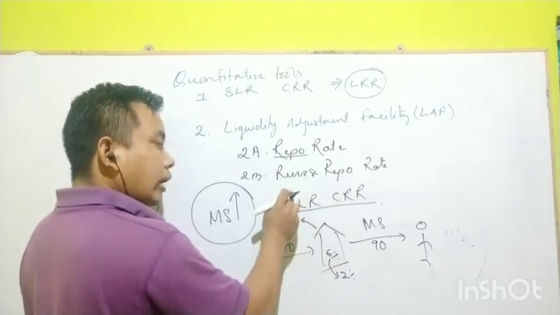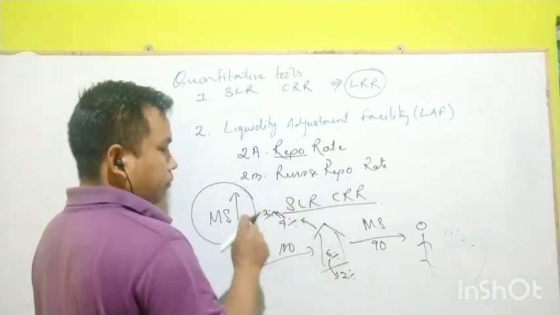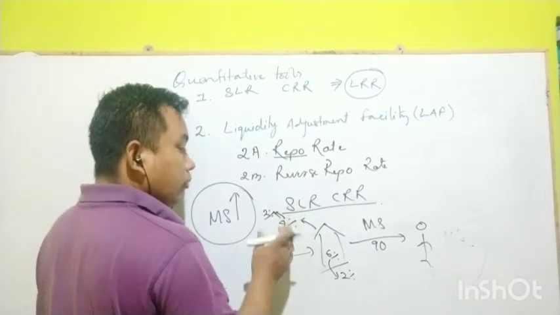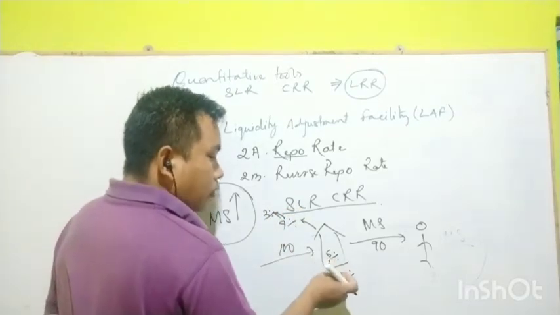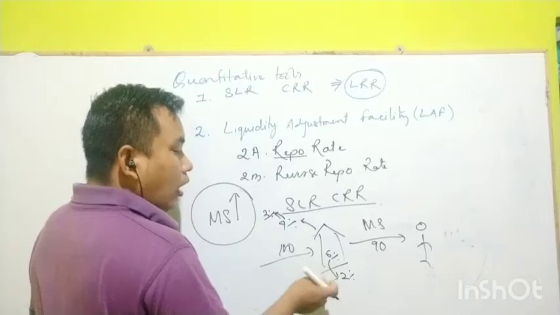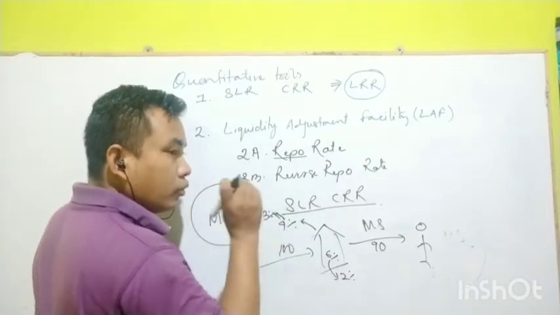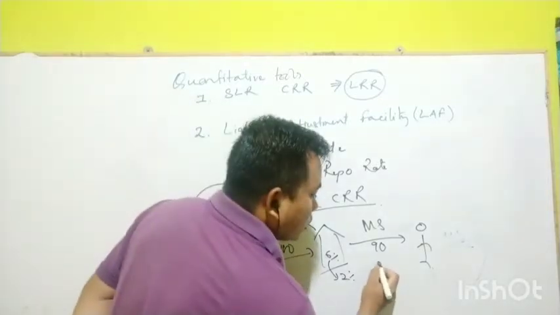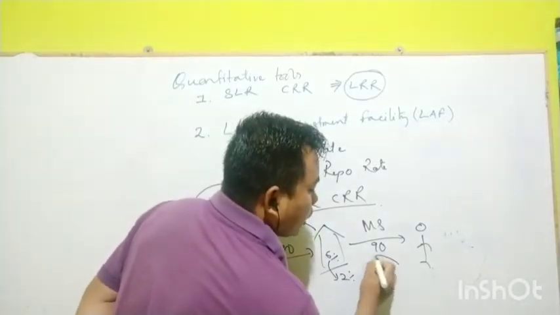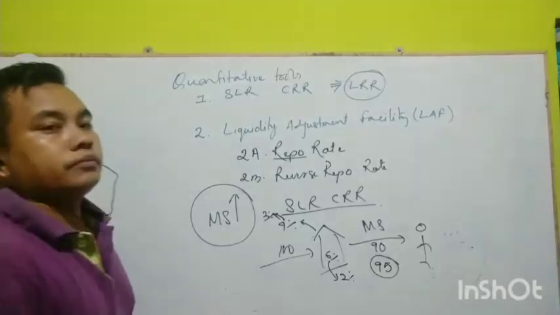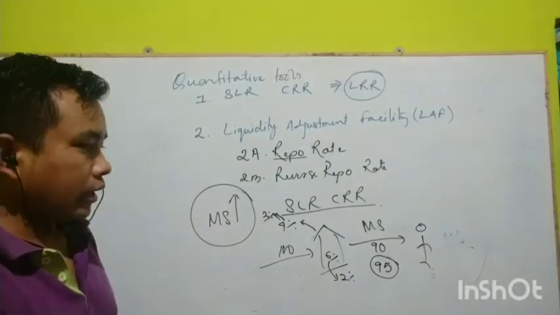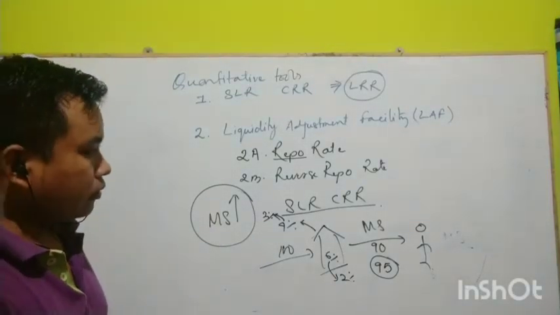When we decrease both SLR and CRR, now out of 100 rupees only 2 plus 3, that is 5 rupees, is deducted. Now money supply increases from 90 rupees to 95 rupees. Did you get it? Hurry up, tell me. Okay now.